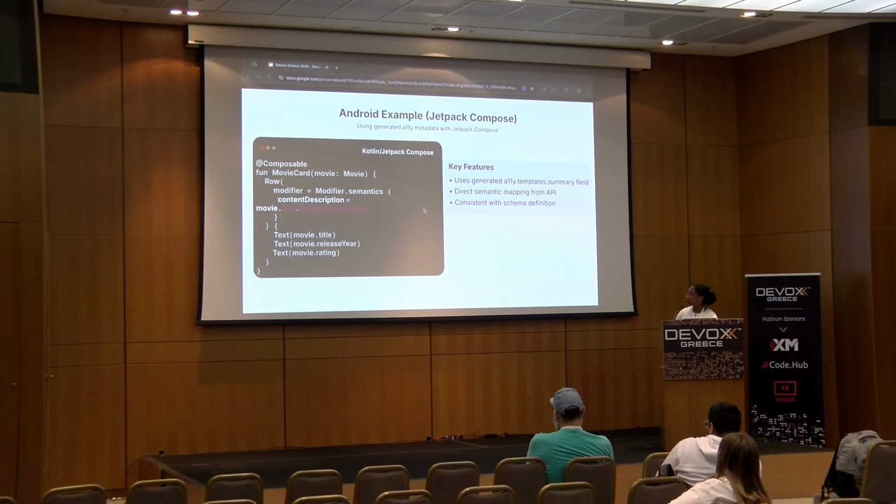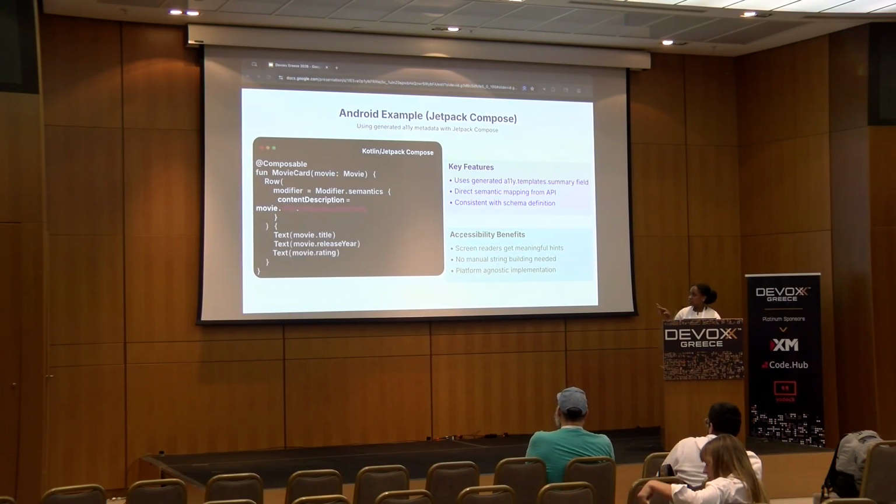So key features: you use the generated summary field just through the API annotation, and then the direct semantic mapping from the API, and it's consistent with your schema definition. And the benefits are that the screen readers get meaningful hints. There's no manual string building needed natively, and it's platform agnostic. So assuming that every platform makes the same query, you should be able to get the same summary. So here, this information will be spoken from TalkBack, since that's for Android.